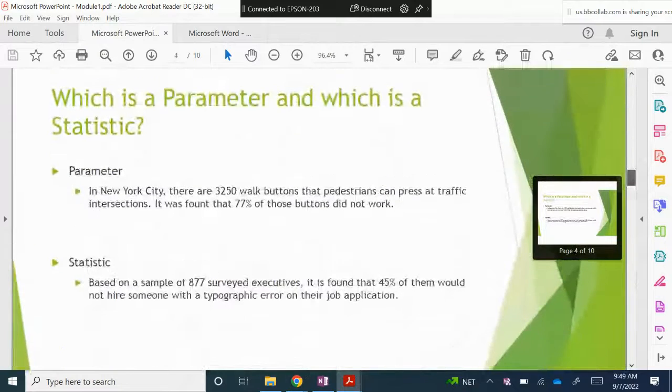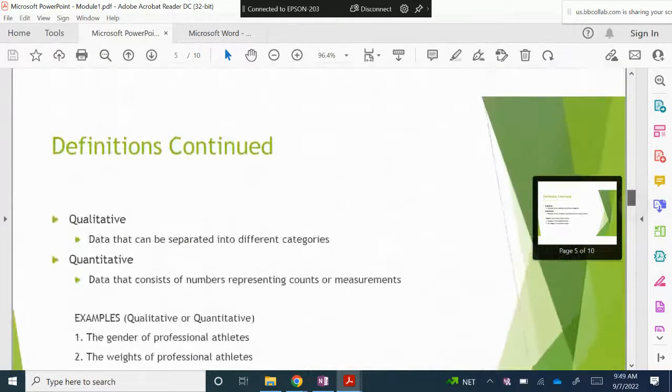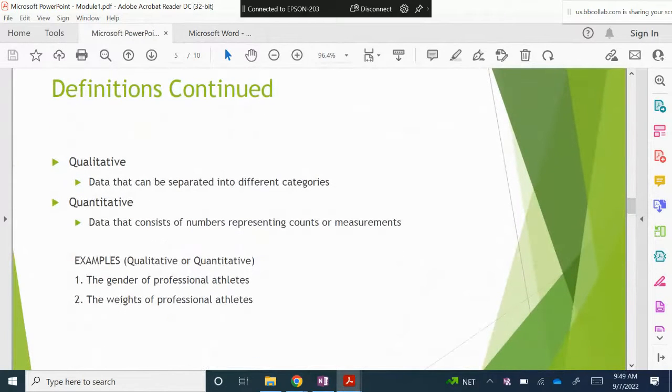All right, so those were the, okay, so I do have some more stuff here. Okay, next we'll talk about qualitative and quantitative.